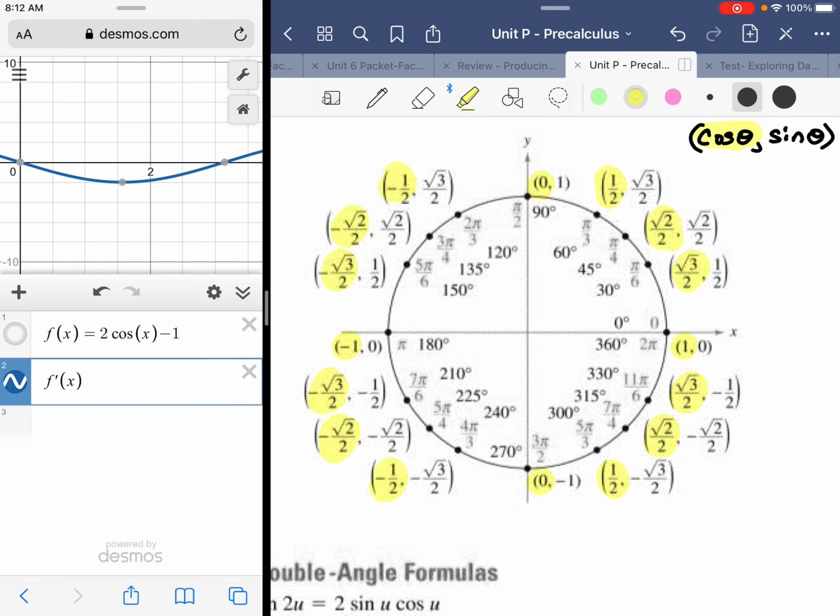So starting with 0, 30, 45, 60, 90, and so on. Then the question would be, what makes an angle convenient for cosine? I would trim this even further and say, any one that doesn't involve a radical. So I got this one, this one, this one, this one. I could keep saying this one, but you get the idea. Any angle that gives a cosine value that does not involve a radical.